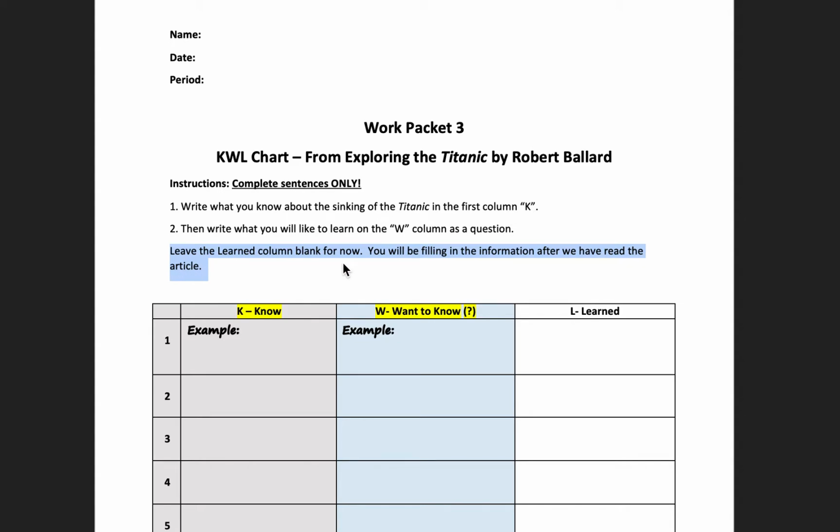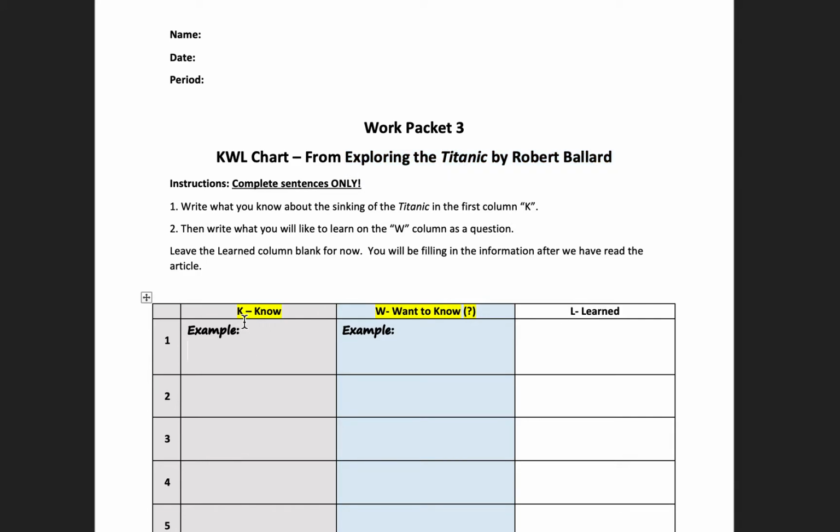So there's an article that I'm going to assign. It's called Exploring the Titanic by Robert Ballard. It's really insightful. It really gives detail on how things went down during the sinking of the Titanic. And next week I'll start you on the reading of this article. Most likely I will be reading it to you, so please stay tuned. So let's go ahead and get started on this chart.